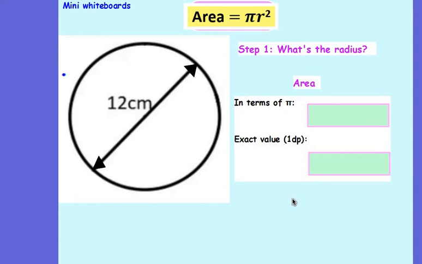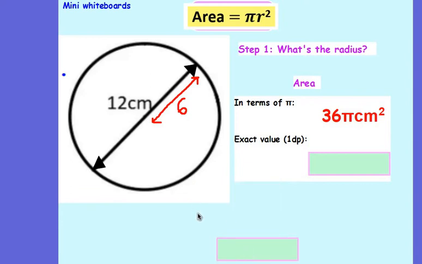Okay, to work out the area of this circle, I first of all need to work out what the radius is. And to do that, I just need to divide my diameter by 2, because we know the radius is just half of the diameter. So the radius is going to be 6. R is 6, so r squared is 36. So in terms of pi, the area is 36 pi. And if I type that into my calculator, I get 113.1.